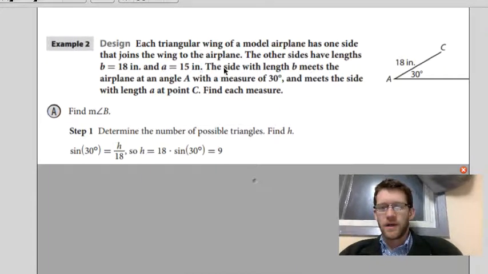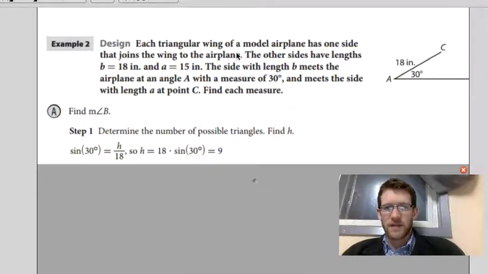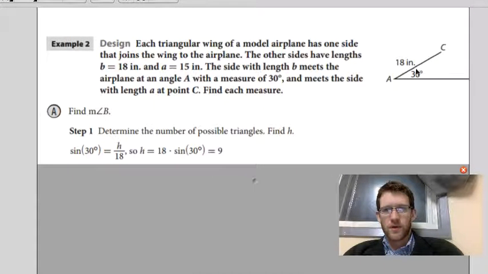It's this airplane wing, but the only thing you really need to know is that we have a known angle and a known side and another known side. So our angle here is 30 degrees, angle A. Side B here is 18 inches, and so we're going to go ahead and put that in the figure.